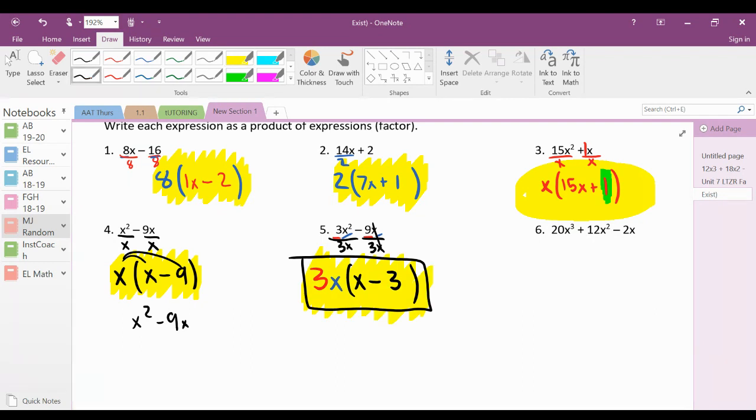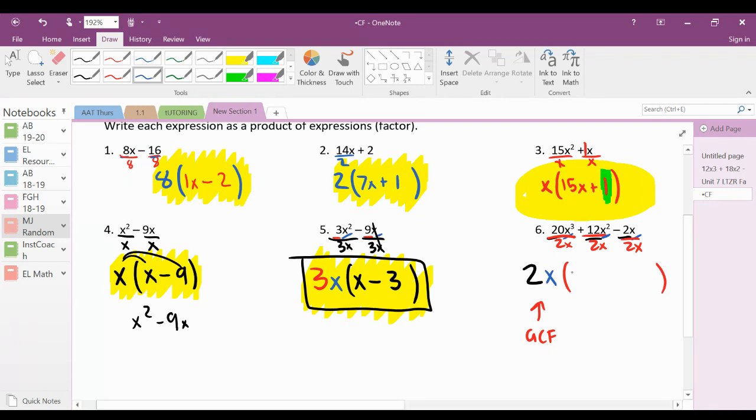The last one, 20, 12, and 2. The largest our common factor numerically can be is a 2. And if I look at x cubed, x squared, and x, the most x's I can take out is just a single 1. So now if 2x is my greatest common factor, I look at dividing each term by 2x to figure out what's left inside the parentheses.